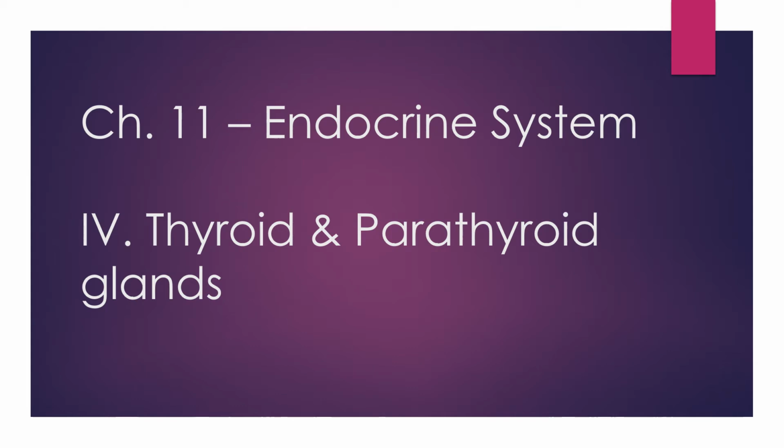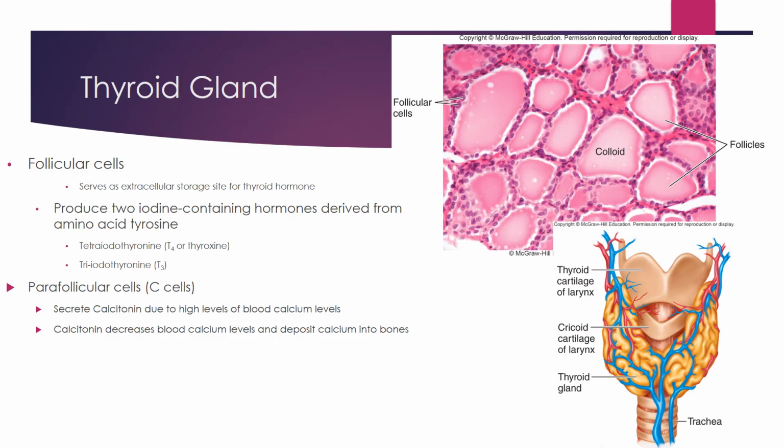All right, so here we'll look at the thyroid and the parathyroid glands and what hormones they produce and secrete. Let's begin by doing a little bit of anatomy review. The thyroid gland is located just below the larynx, and it has two different lobes on either side of the trachea, which are connected by a little stalk called the isthmus.